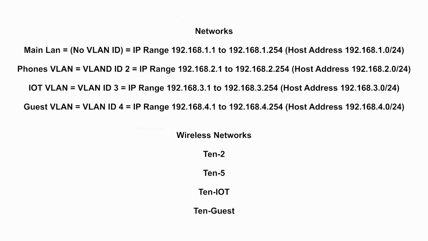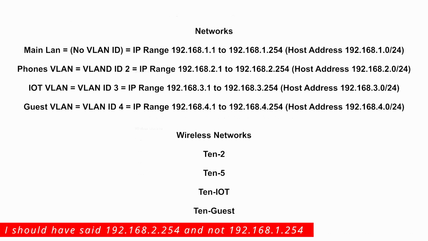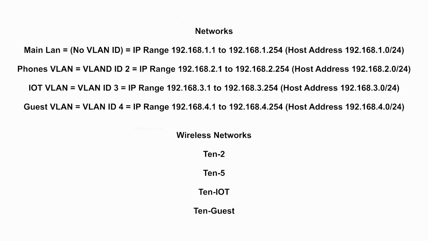The second network is going to be for the voice over IP telephones. They're going to be in their own VLAN because they don't need to interact with any other devices on the network or any of the IoT devices. You can put them in the same network as IoT devices, but I like to put the telephones in their own network, in their own VLAN as it were. So for the phone's VLAN, it's going to be VLAN ID 2 with an IP range of 192.168.2.1 to 192.168.2.254. The host address for this network is 192.168.2.0 and again it's a /24 network.